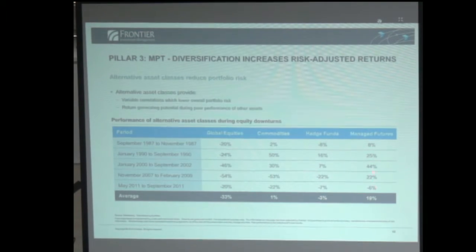And managed futures, a very interesting strategy, has a strong negative correlation when the stock market goes down. So on average, in these periods, managed futures is up 20%. So we like having this allocated in a portfolio when we own equities. We want to own both assets.